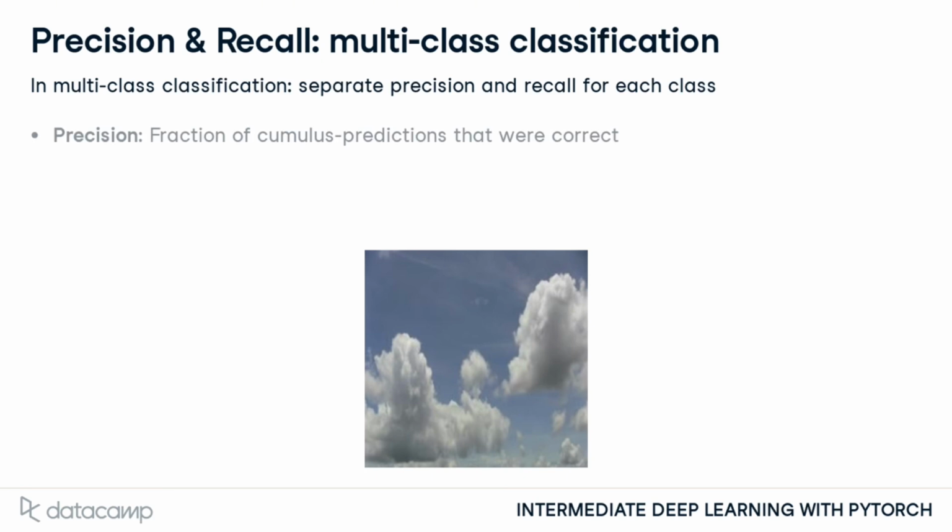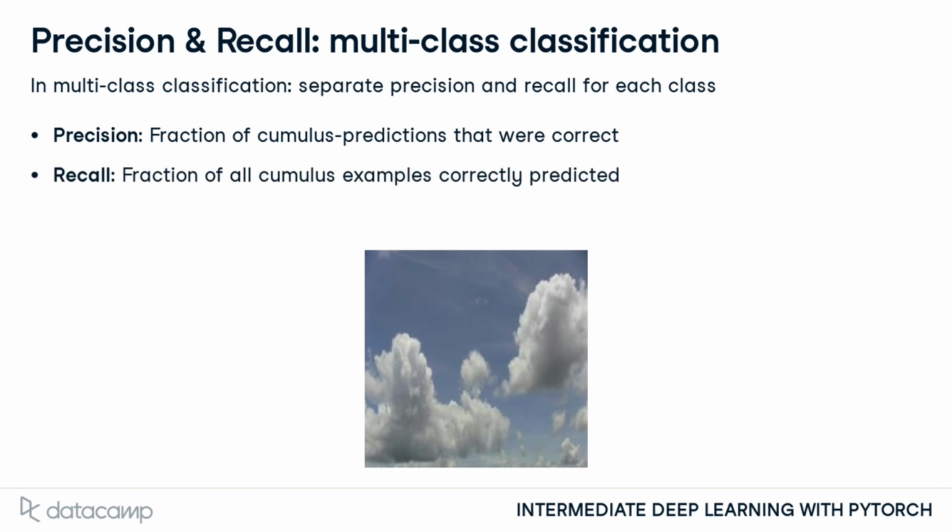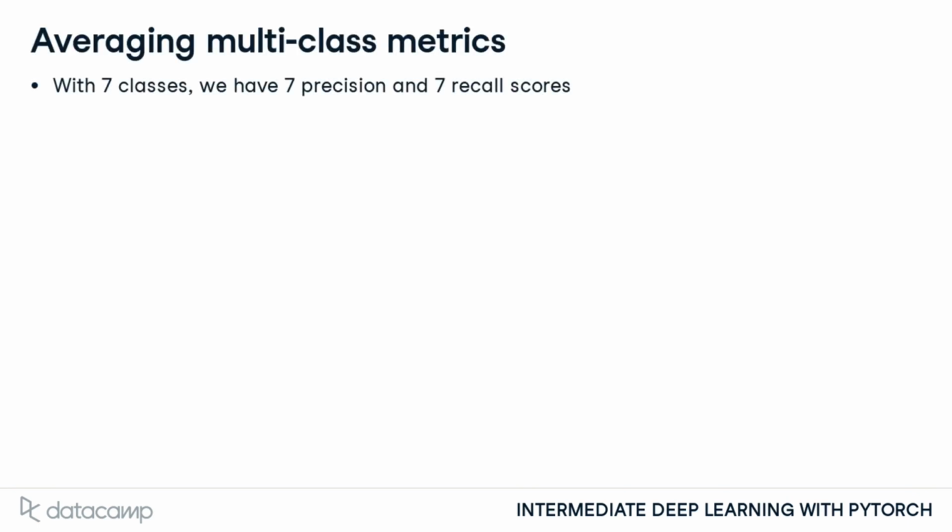For example, precision of the Cumulus Cloud class will be the fraction of Cumulus predictions that were correct, and the recall for the Cumulus Cloud class will be the fraction of all Cumulus Cloud examples that were correctly predicted by the model. With 7 cloud classes, we have 7 precision and 7 recall scores. We can analyze them individually for each class or aggregate them. There are 3 ways to do so.